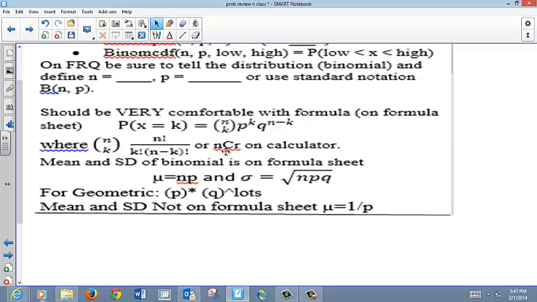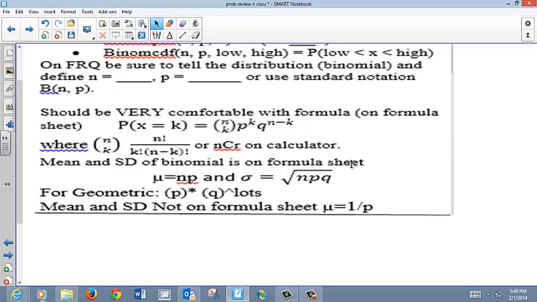Mean and standard deviation of a binomial is on your formula sheet. Sometimes it's hard to recognize on a problem because it's not going to say it is binomial. So if they ask you for mean or expected value and standard deviation, and it's not one of your traditional methods of finding a mean, then you might think to yourself, well, is it binomial?